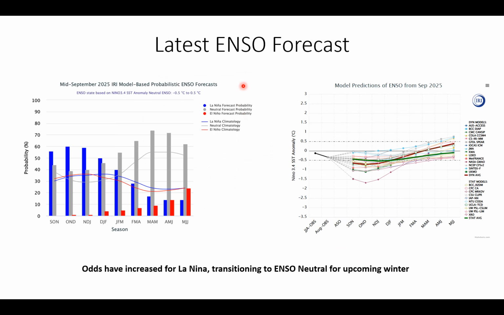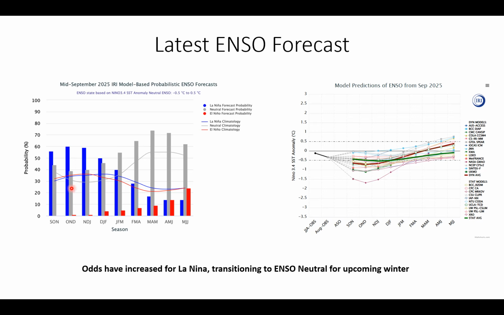We look at the latest ENSO forecast. Now, I just pulled this down yesterday afternoon. The IRI latest plumes are here on the left for September. And odds have definitely increased for La Nina to kick the 25-26 winter off. These odds, or the probabilities, have increased since the last release by IRI, the Columbia Climate School.